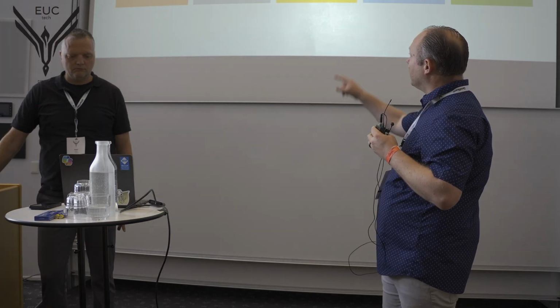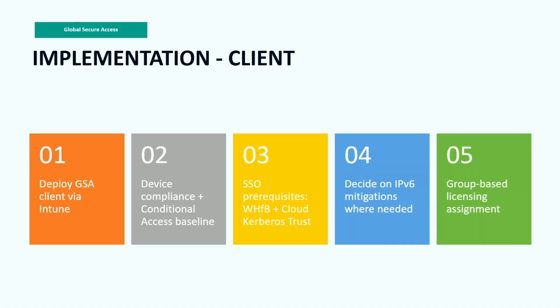Implementation of the client: the client can be deployed from Intune. You need to make a Win32 app of it. You need to have your device compliance rules implemented, and you need a conditional access baseline. Like I said in the previous slide, you need to have implemented your signals and all prerequisites.